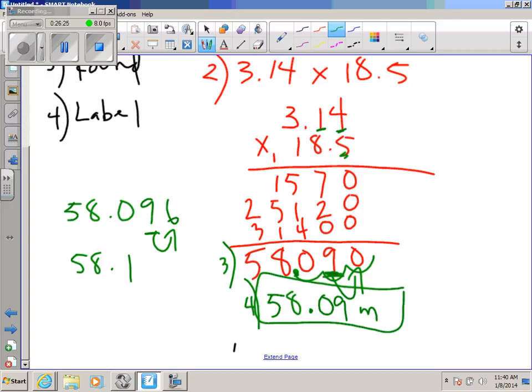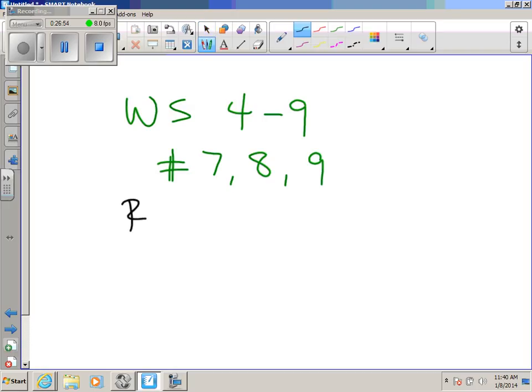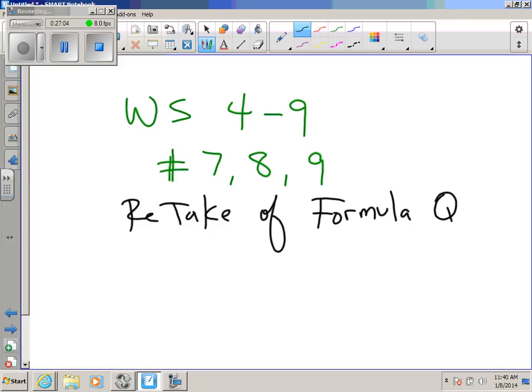Where are we for time? Let's see. You have your worksheets? Let's do this. Worksheet 4-9. Let's do number 7, 8, and 9. And then we can also say retake of formula.